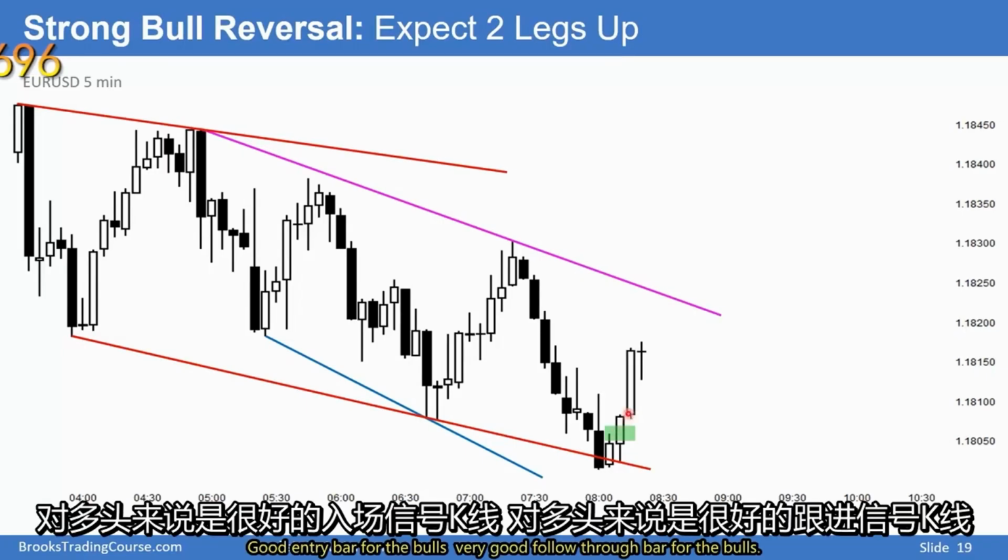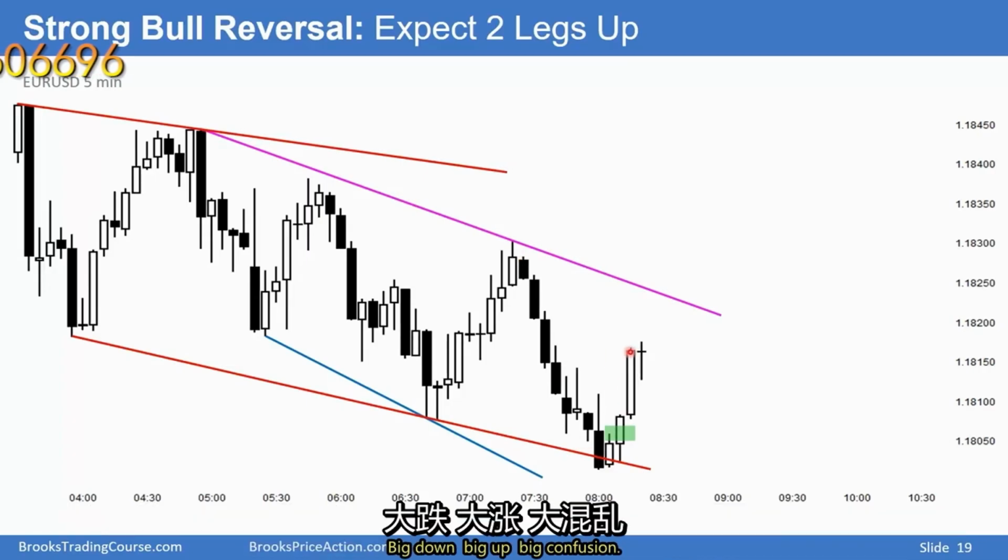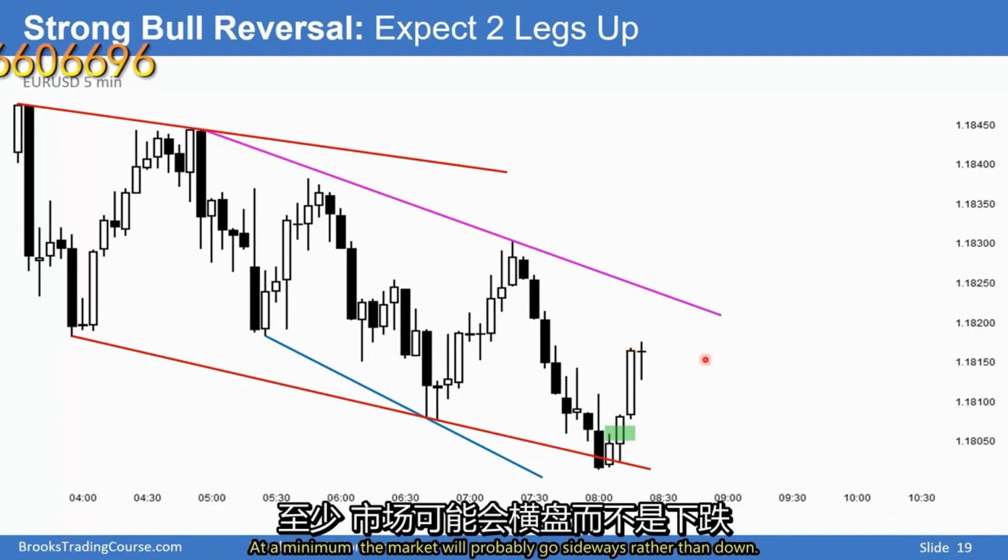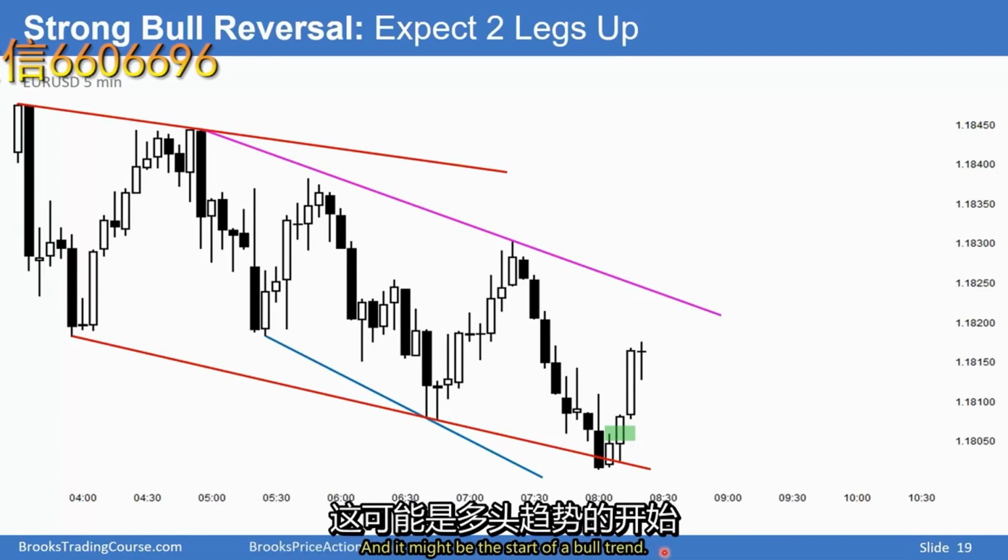Good entry bar for the bulls, very good follow-through bar for the bulls. Big down, big up, big confusion. At a minimum, the market will probably go sideways rather than down. And it might be the start of a bull trend.